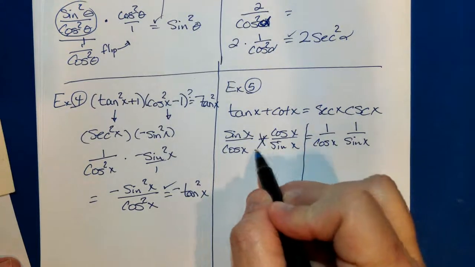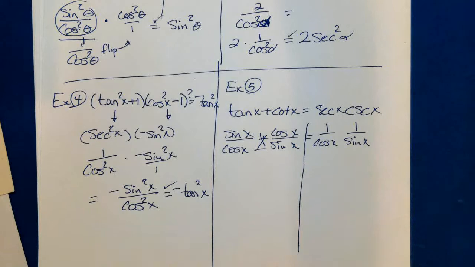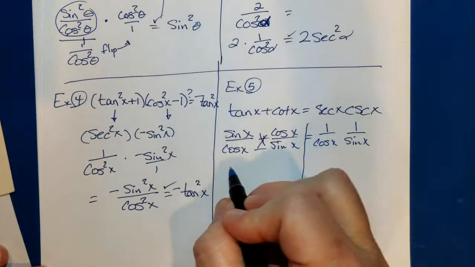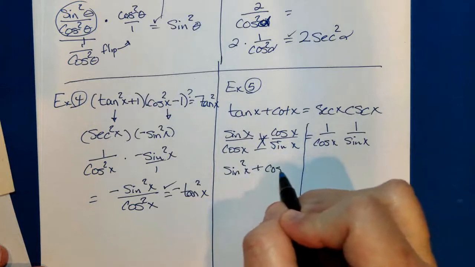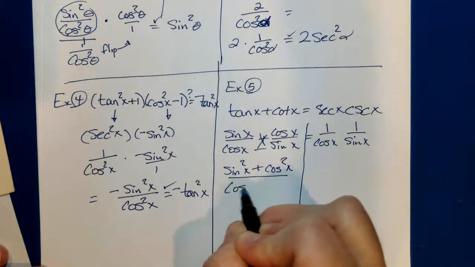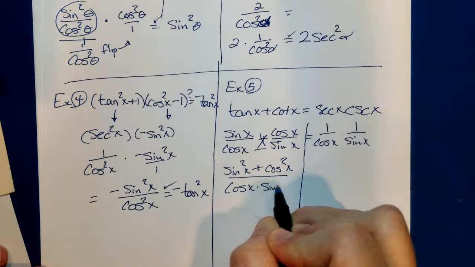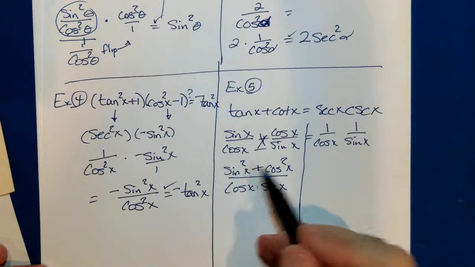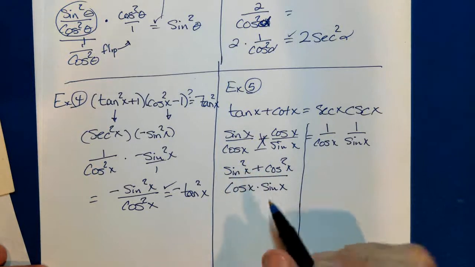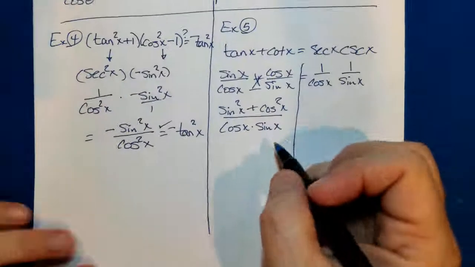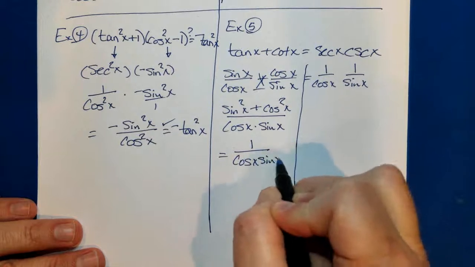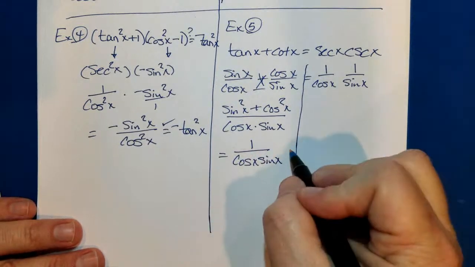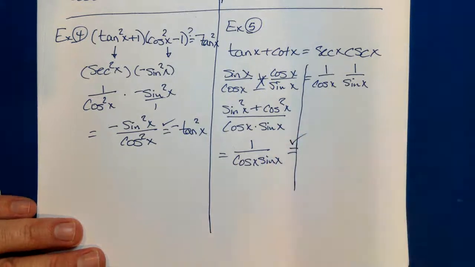I see a fraction plus a fraction. Add them. All right, so let's add them. Sine times sine is sine squared. If it's an x, it's an x. Plus cosine x times cosine x is cosine squared x over cosine x times sine x. Guys, what's sine squared plus cosine squared? You got it. Hopefully you recognize that. Guess what? It's 1. And we turned it into 1 over cosine x sine x equals, and guess what? It's already on the other side.